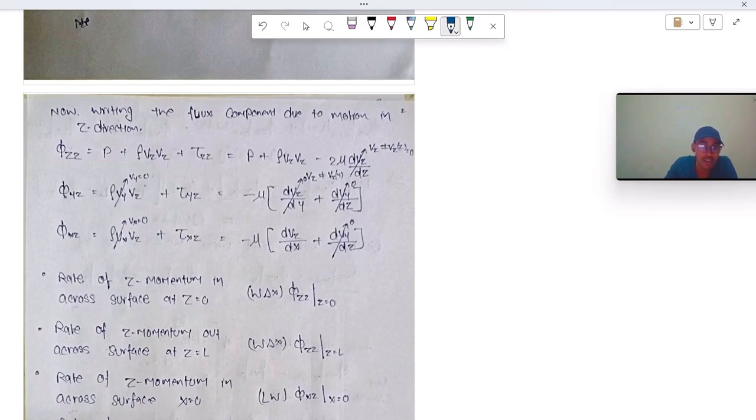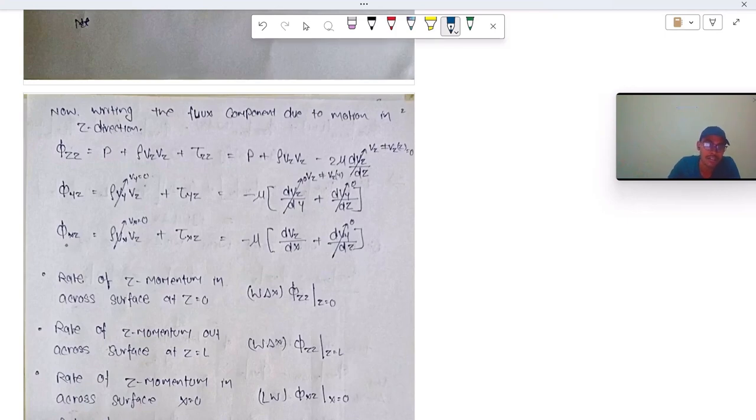The second one is phi yz, that is flux in the y direction due to motion in the z direction. It is given by rho Vy square plus tau yz. The first term is 0 because there is no velocity in the y direction. The only term left is tau yz, which also turns out to be 0 because Vz is not a function of y and Vy is also 0. So the whole term will be 0. There is no effect in phi yz.